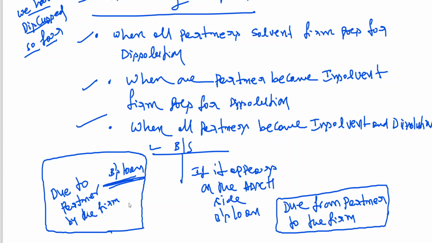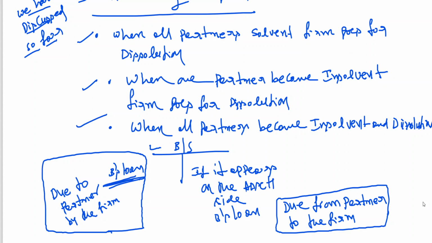Partner's loan is a liability. This I have told you already, it will not be transferred to realization account, and will not be transferred to partner's capital account. But it will be transferred to realization account when all liabilities are taken over by the purchasing company. We will discuss this in one of the problems. Or when all partners have become insolvent, the partner's loan on the liability side will be transferred to partners' capital account. Clear to all of you? And due from partner to the firm will never be transferred to realization account. It will always be transferred to partners' capital account. I think these things we have already discussed.